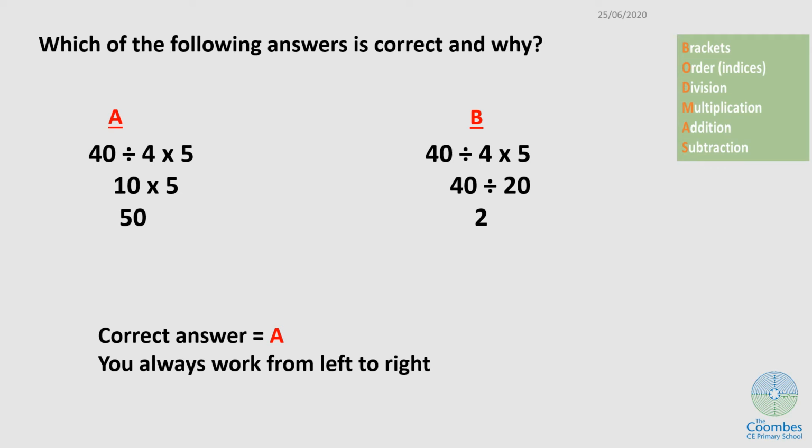How did you do? Now, the correct answer is actually A, because in an equation like this, remember the rule, always work from left to right. So starting from here, we do our division first. 40 divided by 4 is 10, and 10 times 5 is 50. You don't work the other way around.